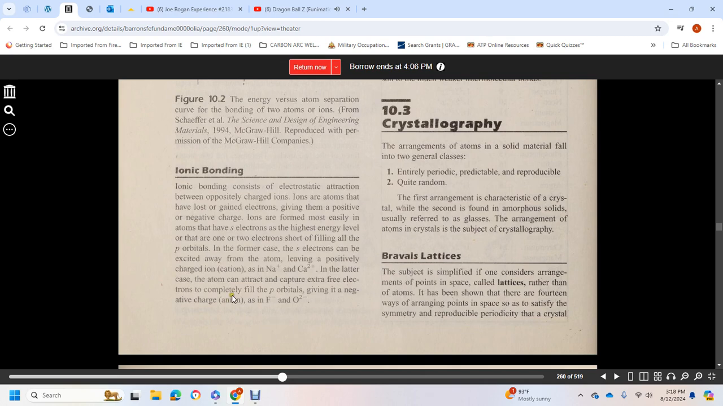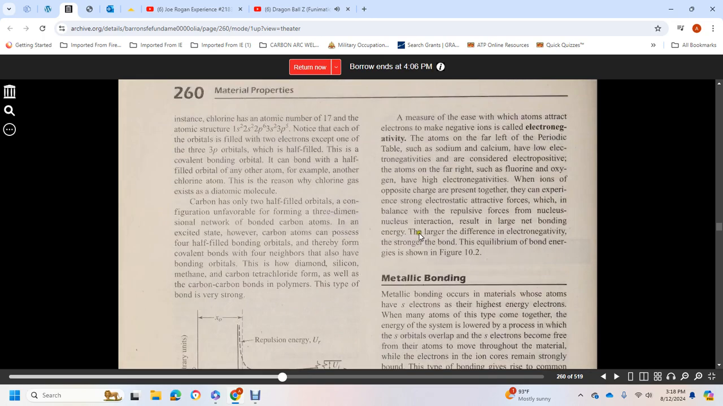In the latter case, the atom can attract extra free electrons, completely filling the p orbitals and giving it a negative charge, as in fluoride and oxygen. The measure of the ease with which atoms attract electrons to make negative ions is called electronegativity. Atoms on the far left of the periodic table, such as sodium and calcium, have low electronegativity and are considered electropositive. Atoms on the far right, such as fluorine and oxygen, have high electronegativity.